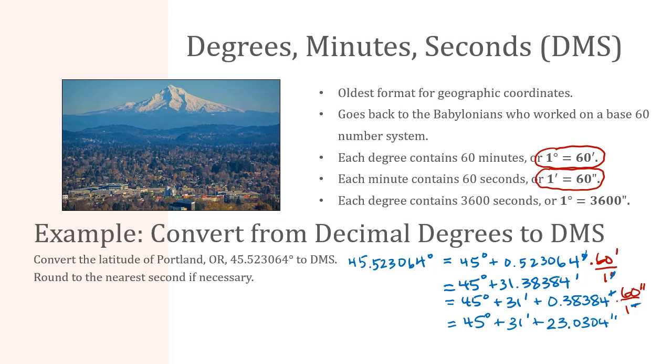Now this one said to round to the nearest second if necessary. So I'm going to say that this is approximately equal to 45 degrees, 31 minutes, and 23 seconds. That is rounding to the nearest second. Make sure that you follow this notation, even if you're getting the right answer. If you've got work all over the place, if you have partial steps all over the place, it's really hard to follow. And the equal sign that you see me using, that equal sign really means that what came before it equals what follows it. So it's an important notation to follow.